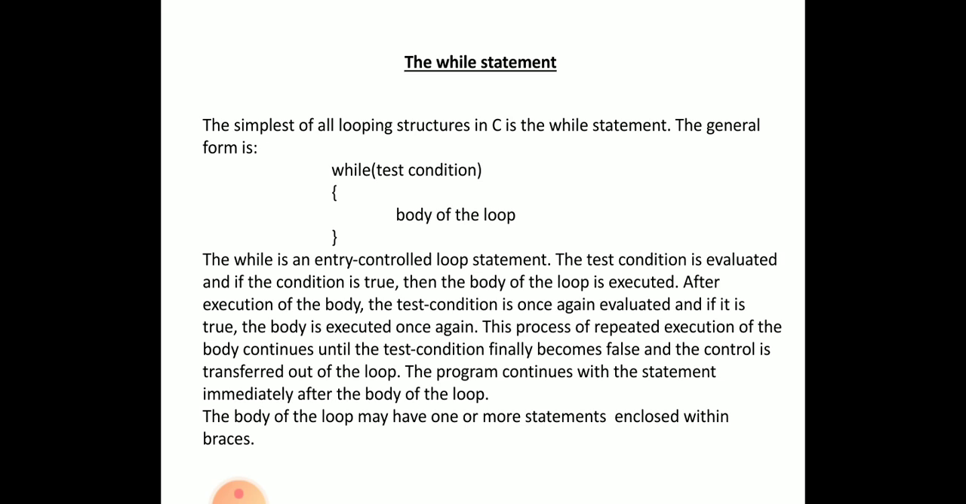And finally, if the test condition becomes false, the control is transferred out of the loop. The program continues with the statement immediately after the body of the loop. The statements given outside the loop will be executed when the test condition becomes false. And in a while statement, we may have one or more statements in the body of the loop.